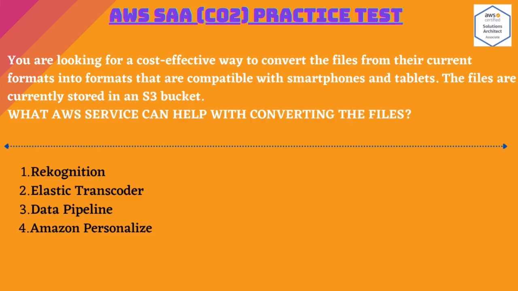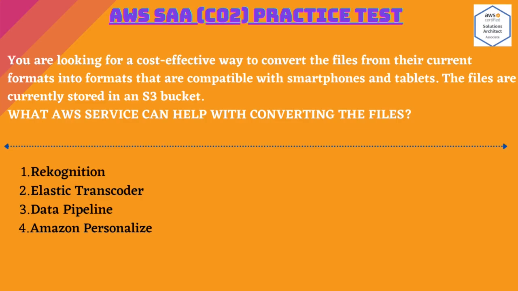The first option we have is Rekognition. So Rekognition is a deep learning based visual analysis service. It is not used for converting files from one format to another. The second is Amazon Elastic Transcoder, which is a highly scalable, easy to use and cost effective way for developers to convert video and audio files from their source format to other formats. So this seems to be the right answer.